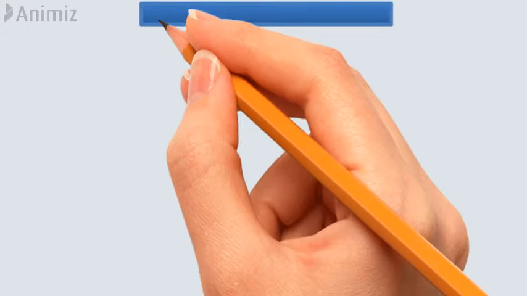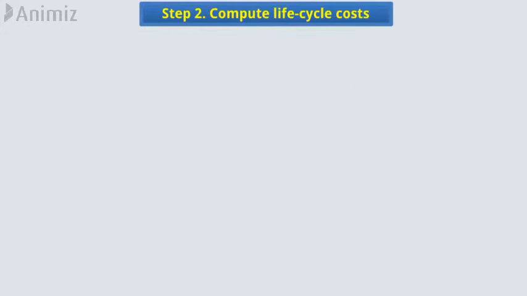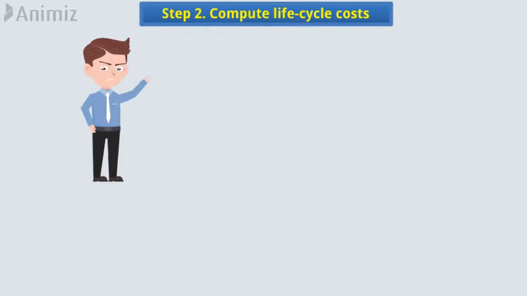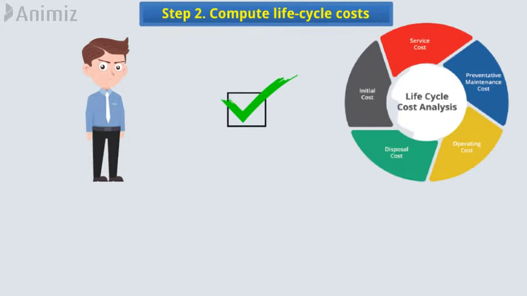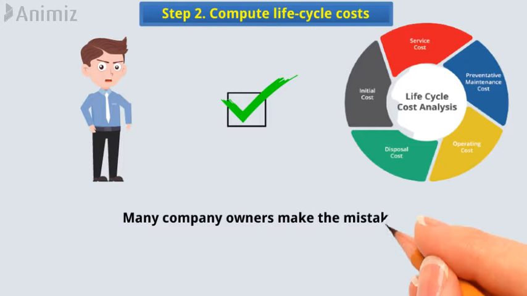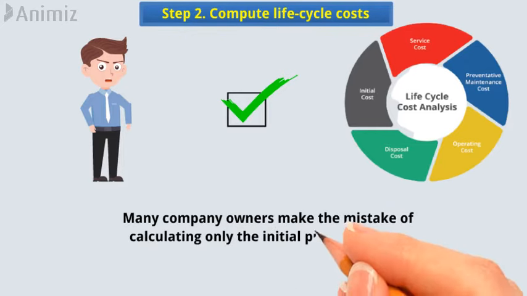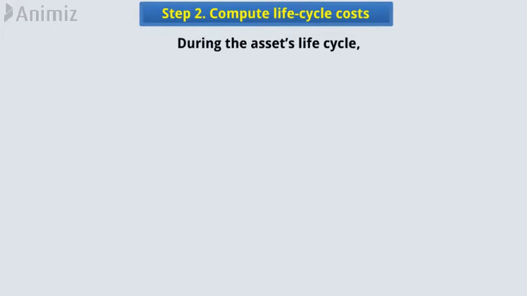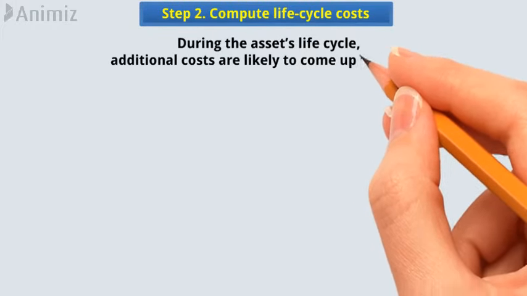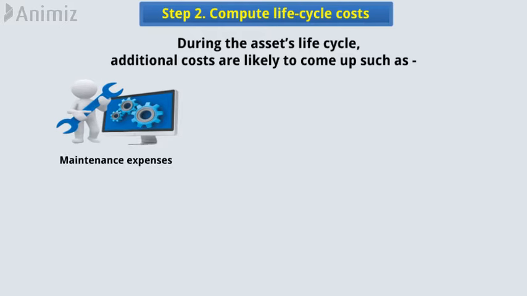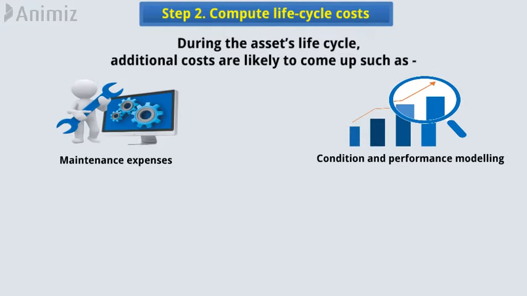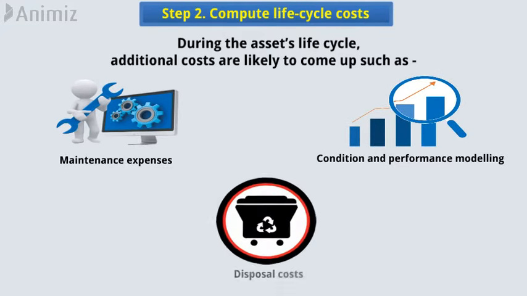Step 2. Compute life cycle costs. If a business owner wants his asset management plan to be correct, then he should calculate the entire life cycle costs of each asset. Many company owners make the mistake of calculating only the initial purchase costs. During the asset's life cycle, additional costs are likely to come up, such as maintenance expenses, condition and performance modeling, as well as disposal costs.